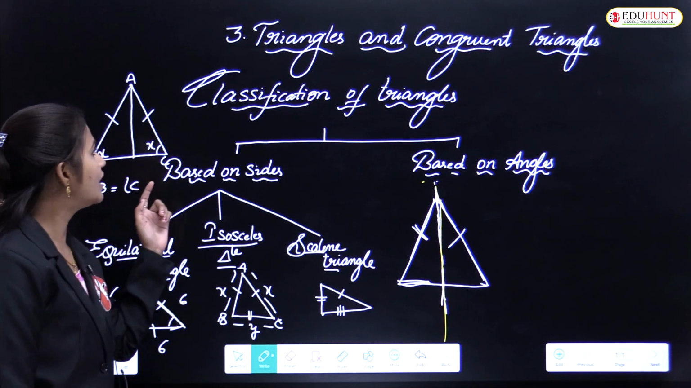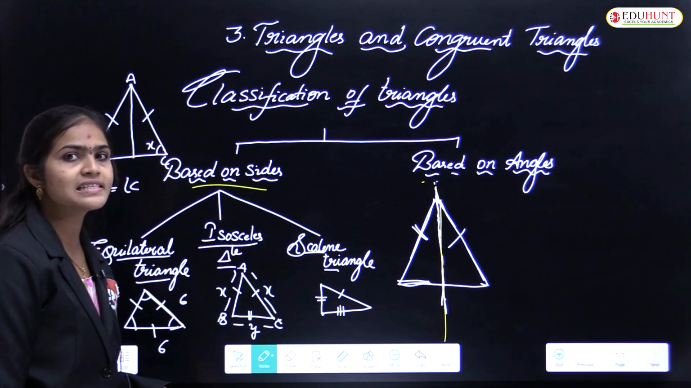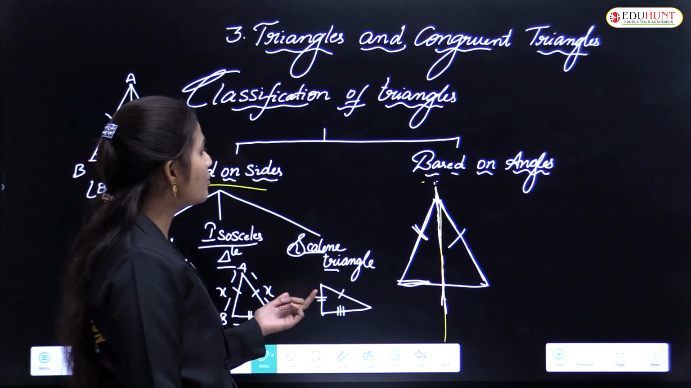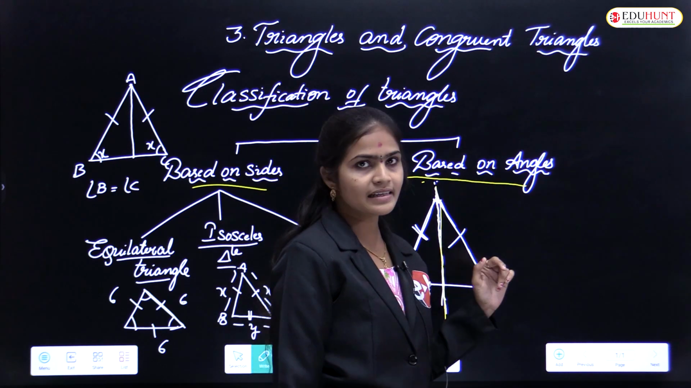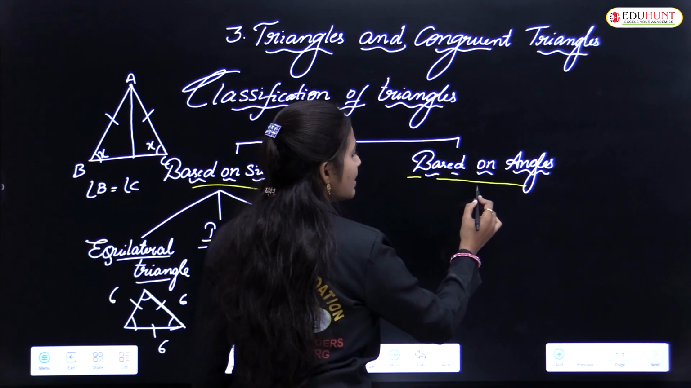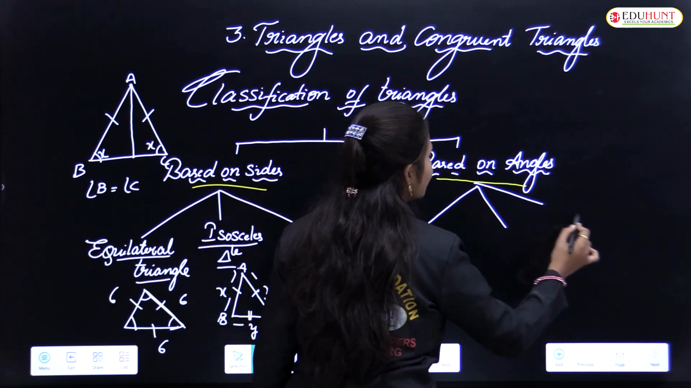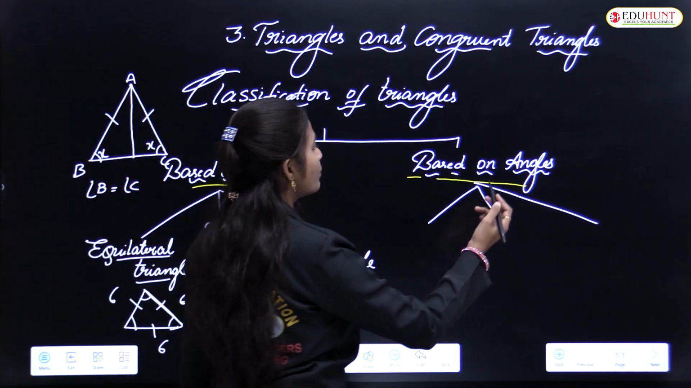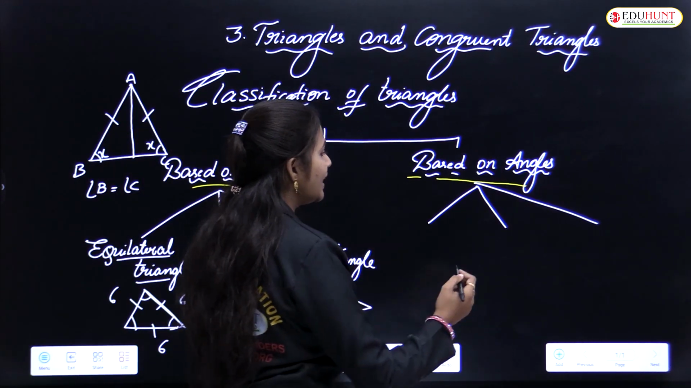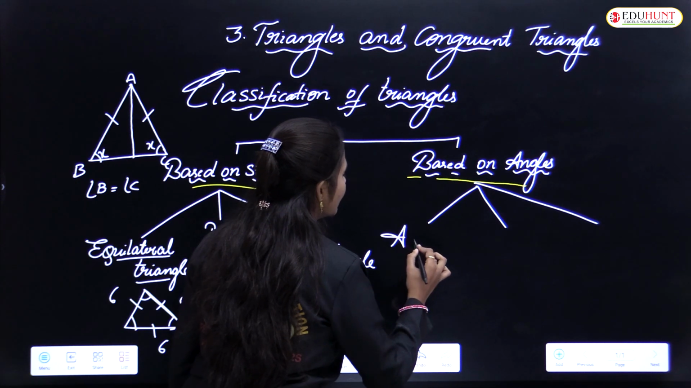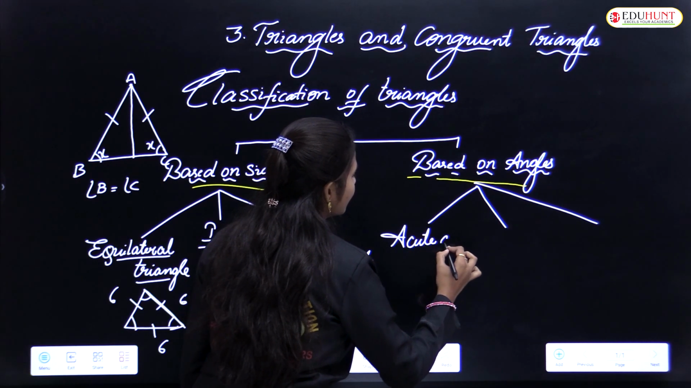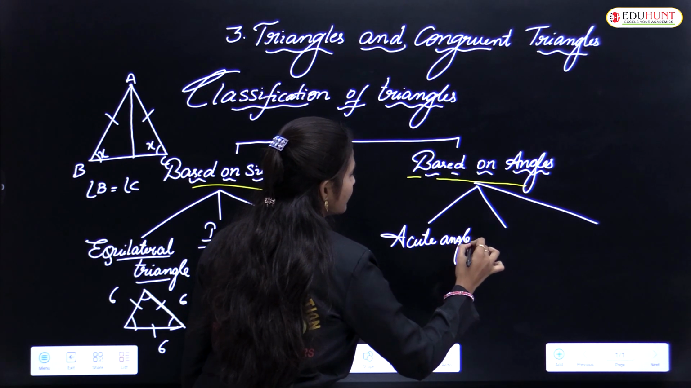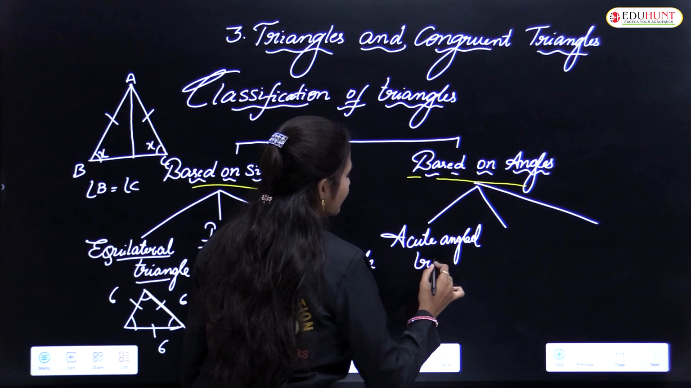So this is about the types of triangles based on sides. Now we will discuss based on angles. Based on angles, here also mainly we can say three types. Why I said mainly, I will tell you. So based on angles, there are mainly three types. The first one, acute angled triangle.